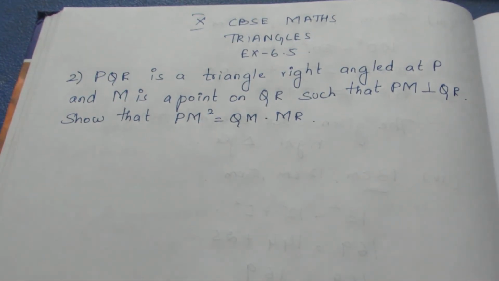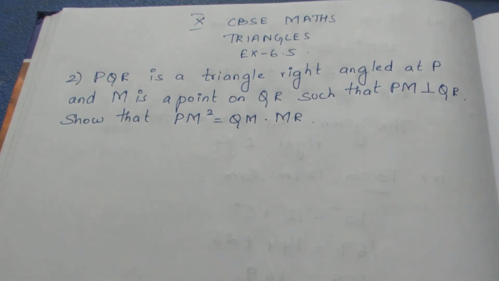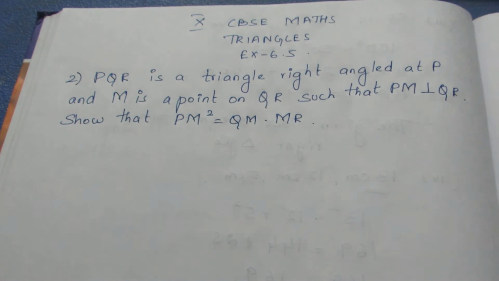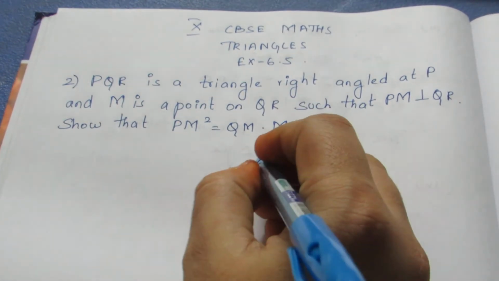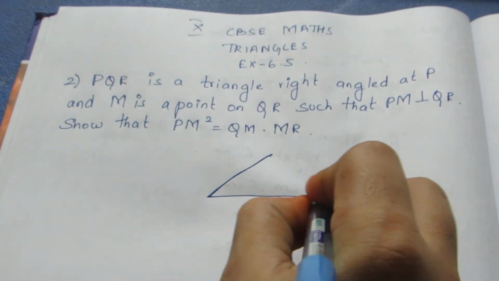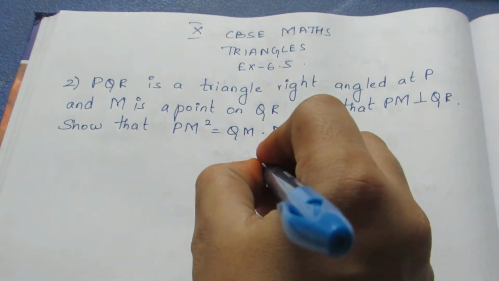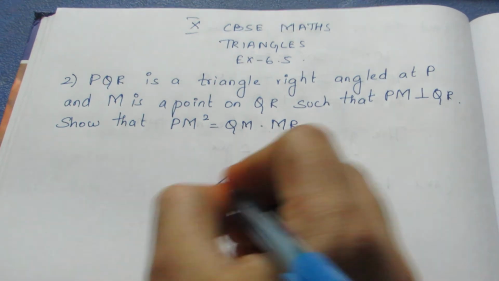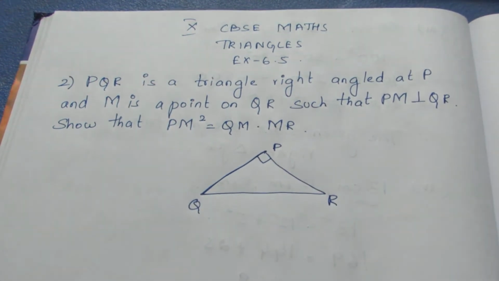Today we are going to see 10 CBSE Maths Triangle Exercise 6.5 question number 2. Let's see the question. PQR is a triangle right angled at P. There is one triangle PQR. Let me draw a right triangle PQR here. Let this be the right triangle.